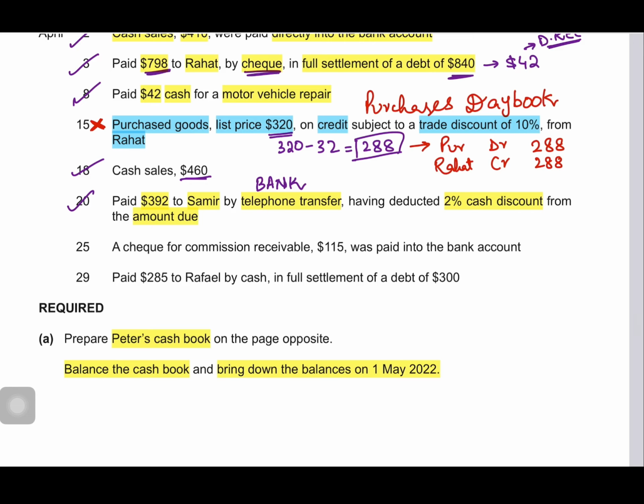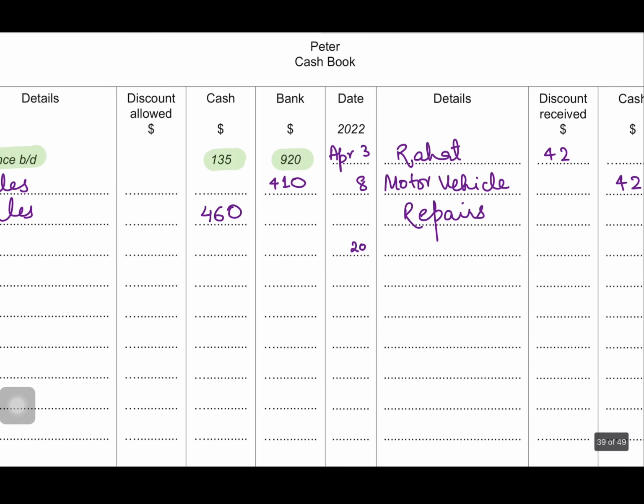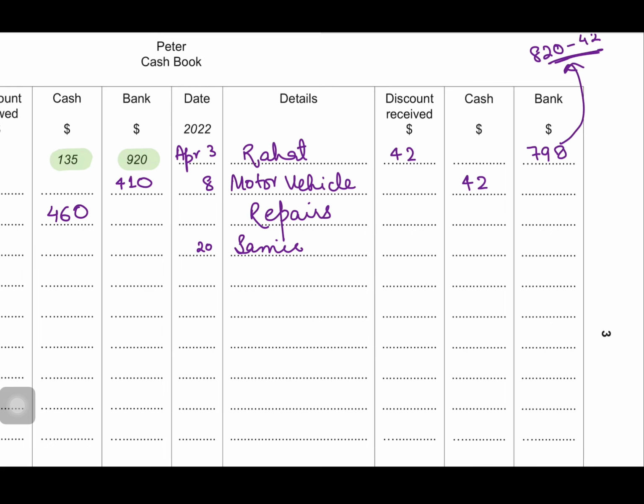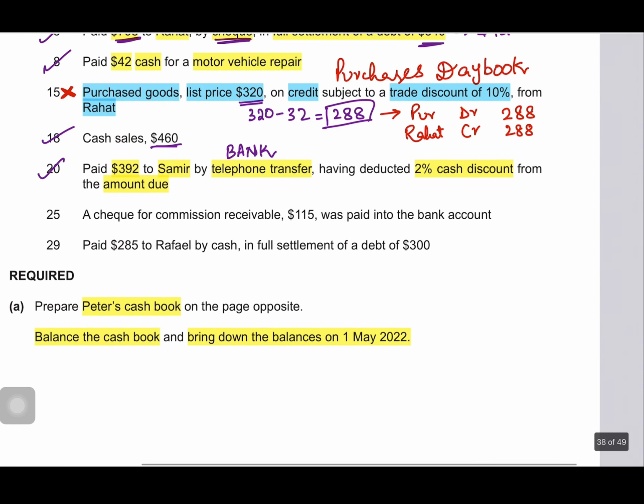So it will be recorded on the credit side. Now $392 I am paying. So let's first write that down, that on 20th April I am paying Samir 392 through my bank account. That will be written over here, but something has to be written over here as well, because we are getting a cash discount. How should I calculate that value?